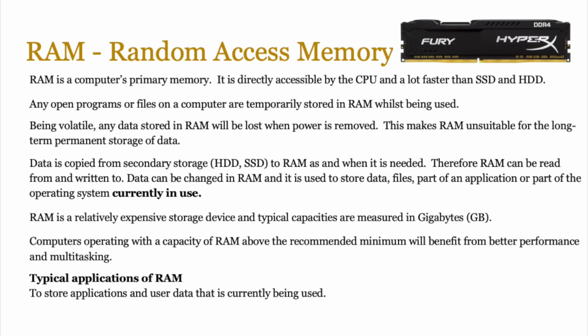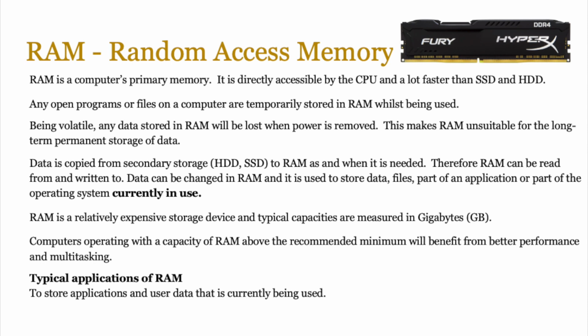So let's start by looking at the first type of primary memory, which is called random access memory. Now, RAM is directly accessible by the CPU and it's a lot faster than secondary storage like SSDs and hard disk drives. Any open programs or files on a computer that you are working with are temporarily stored in RAM whilst being in use. So the word temporarily is crucial because RAM is volatile. So that means that any data that's stored in RAM will be lost when the power is turned off. This makes RAM unsuitable for long-term permanent storage of data. Therefore, we need to copy this data onto a secondary storage device in order for it to be saved.